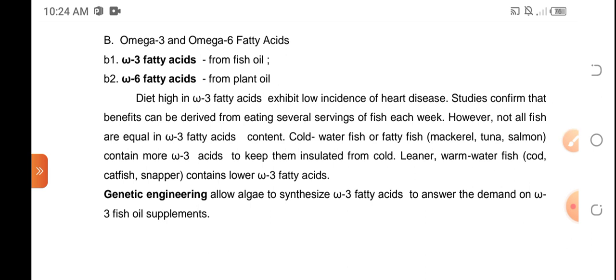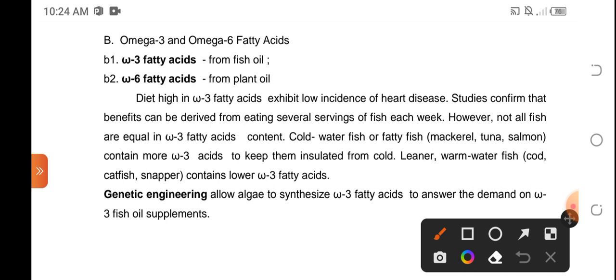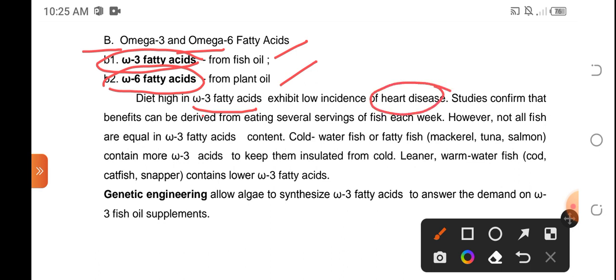Okay? Now, another classification, meron tayong tinatawag na omega-3 and omega-6 fatty acids. Usually, the omega-3 fatty acids could be derived from fish oil and the omega-6 fatty acids could be derived from plant oil. Now, this diet with high omega-3 fatty acid could exhibit the low incidence of heart disease. Okay, so studies confirm that benefits can be derived from eating several servings of fish each week, which could actually confirm the low occurrence of heart disease.